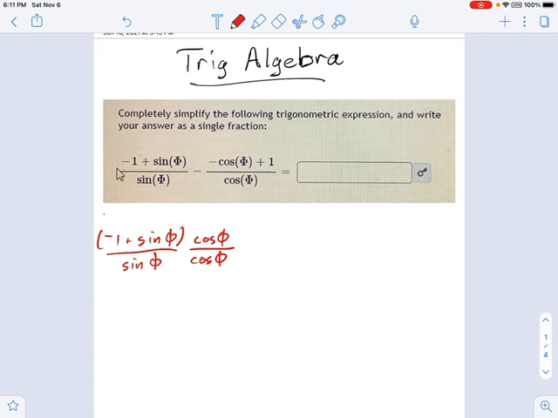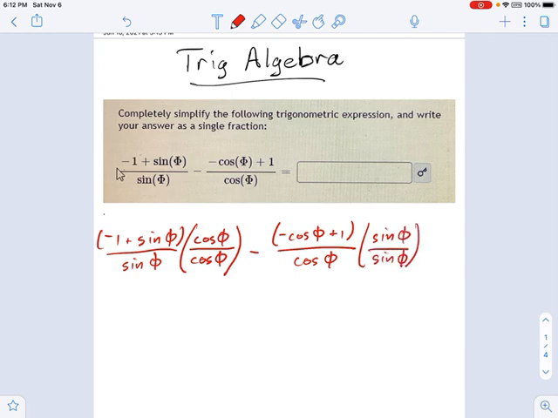And if you look at that, you see that, yeah, this is really just a fancy one. This is a crazy one right here. If you look at this fraction in particular, it's just something divided by itself. Okay, that's just 1. And now I have subtract negative cosine phi plus 1 divided by cosine phi. And what's the fraction on the right missing that the one on the left has? Well, that's just sine phi over sine phi. Okay, so now both denominators will have sine times cosine.